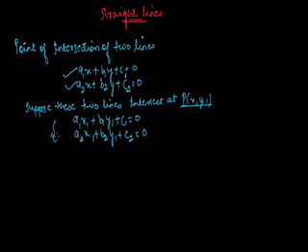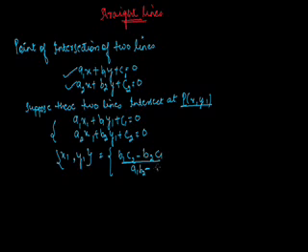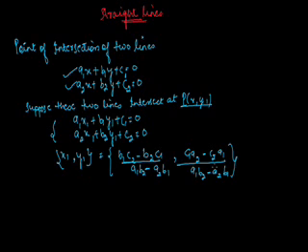Solving these two by the cross multiplication method, we get x1 comma y1 as b1 c2 minus b2 c1 upon a1 b2 minus a2 b1 comma c1 a2 minus c2 a1 upon a1 b2 minus a2 b1. Now we'll be doing some questions over it.